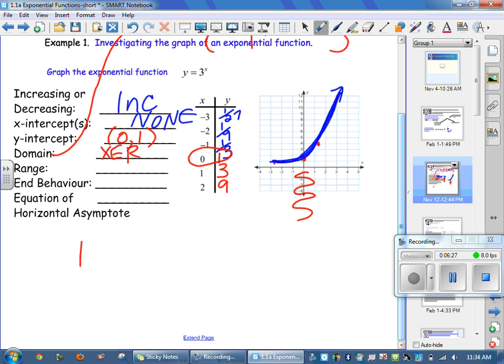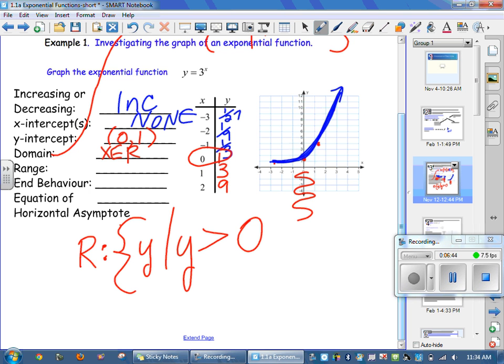Range, oh, not a very good bracket. Let me try again. Yeah, there we go. Okay, so we have y such that y must be greater than 0, comma, y ∈ R. Why is it y ∈ R at the end? Because as long as we are above 0 on our graph, it can be any number. It can be decimals, fractions, radicals. It can be any number in here as long as it's above 0.